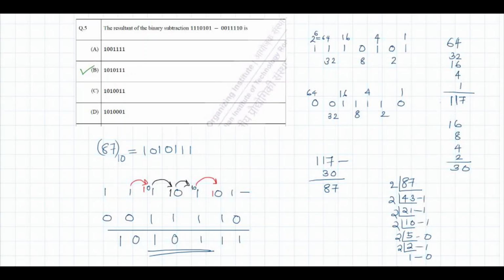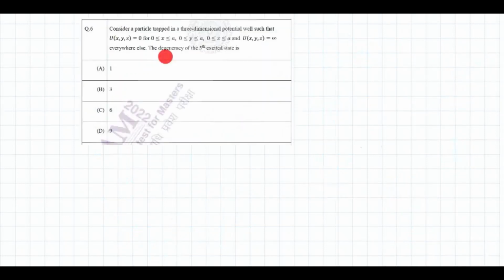Moving over to the next question. It is a question from quantum mechanics. Consider a particle trapped in a three-dimensional potential well such that U is 0 for x between 0 and a, y between 0 and a, z between 0 and a, and U is infinity everywhere else. That is, it is a three-dimensional potential well.